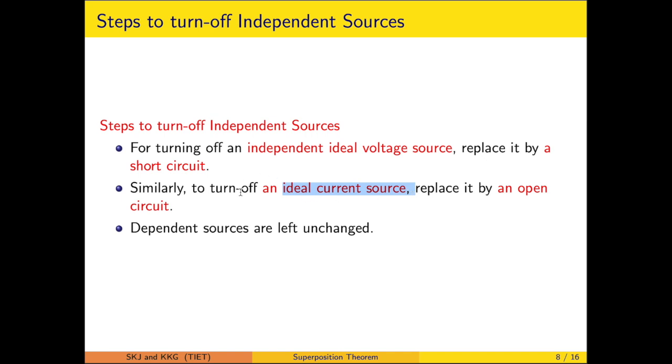Now the dependent sources have an influence where the parameter depends on another voltage or current, so they are to be left unchanged. So only the independent sources are considered in a one by one manner, and the others are turned off, where the dependent sources are left unchanged.